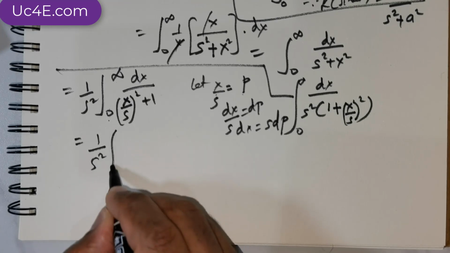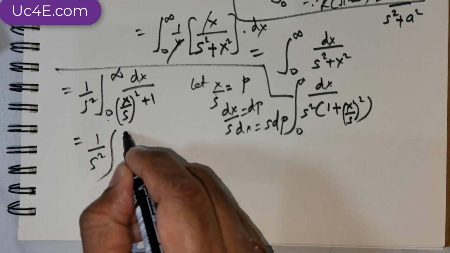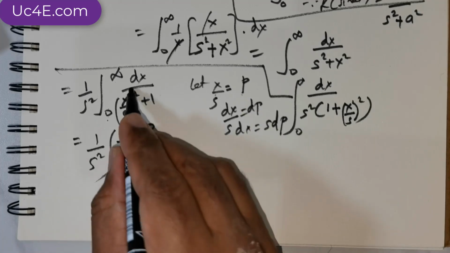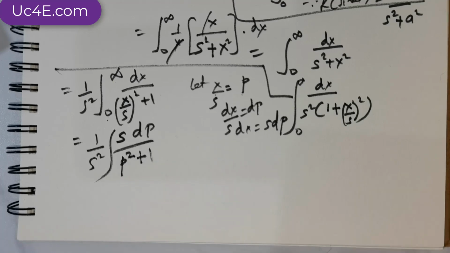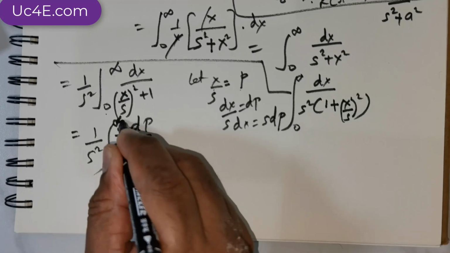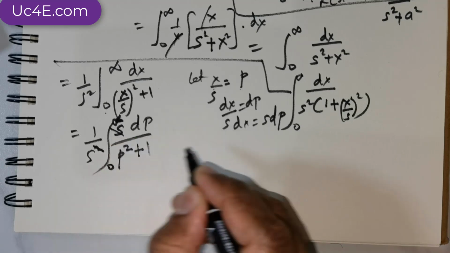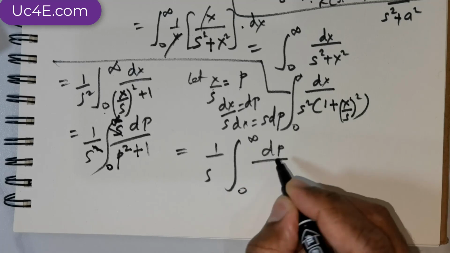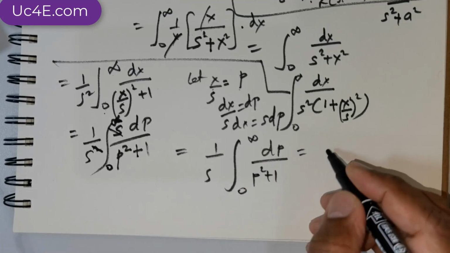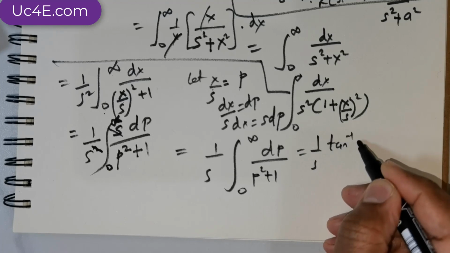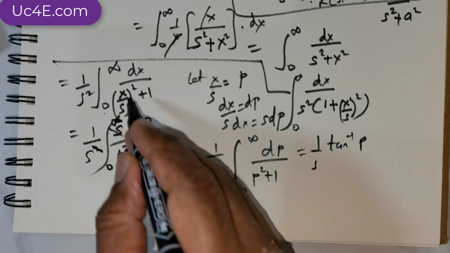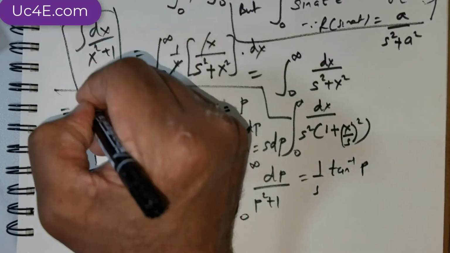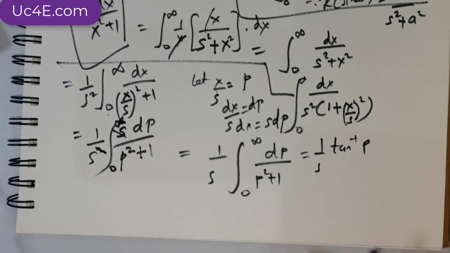So it's going to be 1 over s squared, and in place of dx I substitute s times dp. In place of x over s I substitute p, so we have p squared plus 1. The limits are 0 to infinity, and s and s get cancelled, giving you 1 over s, limits 0 to infinity, dp divided by p squared plus 1. Now this is nothing but tan inverse of p. It's similarly of the form dx over x squared plus 1, so that's tan inverse of x.